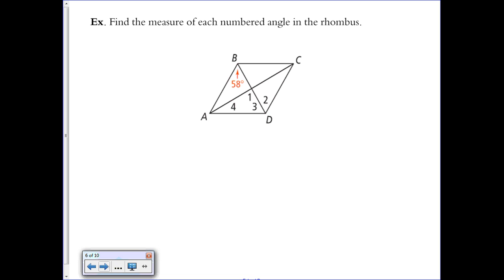So we can apply some of these properties. Let's find the measure of each numbered angle in the rhombus. We only know this is a rhombus because it says so right in the question. So I know that all 4 sides are the same length. That's what makes it a rhombus.